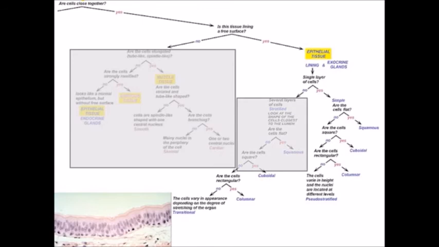Yes. If you look closely, and this is the key, when you look at these tall, skinny cells, even though it might look like there's more than one layer of them, there's actually only one. There is one layer of tall, skinny cells. Are the cells flat? No. Are they square? No. Are they rectangular, or do the cells vary in height, and are the nuclei located at different levels? Yes. This is called pseudostratified columnar epithelia.